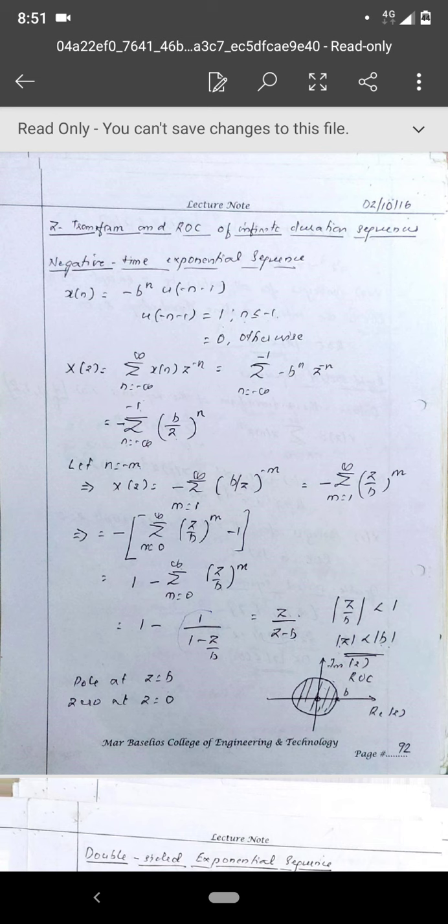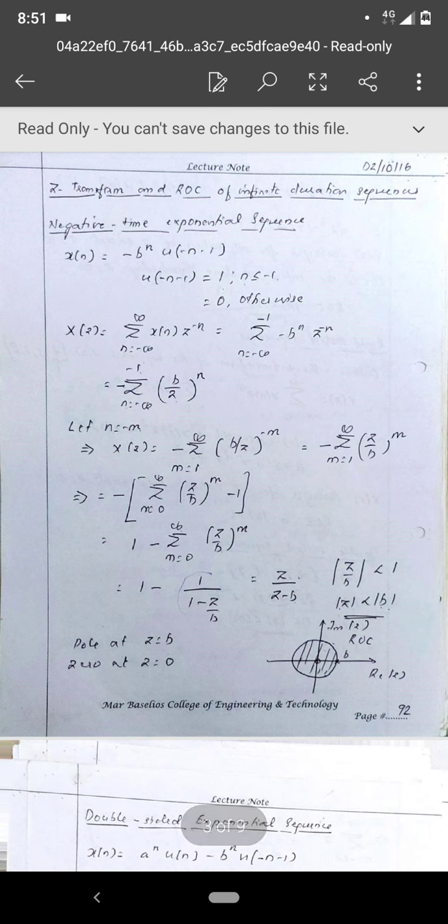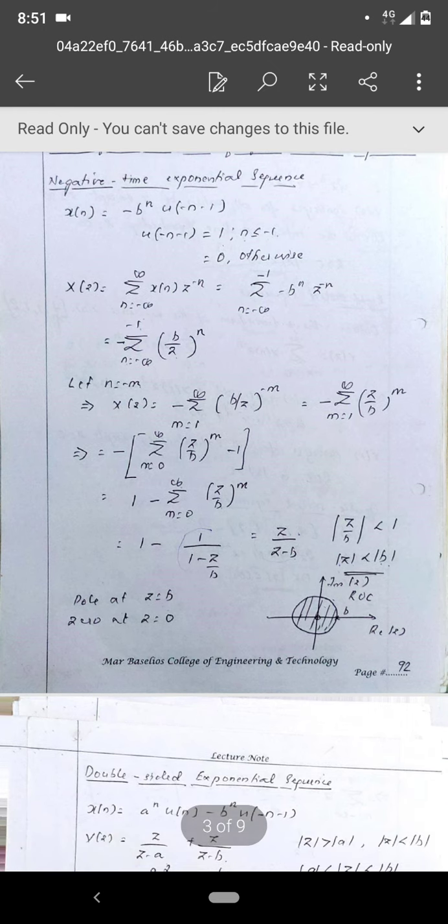So I can take that minus sign outside. Inside the summation, you will have n from minus infinity to minus 1. Now, z raised to minus n is nothing but 1 by z raised to n, so you can bring that as b by z, the whole raised to n. Our intention is to make the summation in the form of a geometric progression, that is summation n is equal to 0 to infinity a raised to n. If you bring it in that form, you can simplify using the geometric progression equation. So our aim is to bring the summation in the form of a geometric progression.